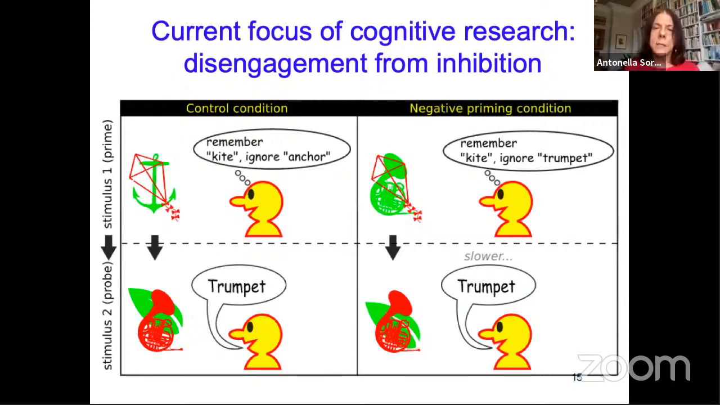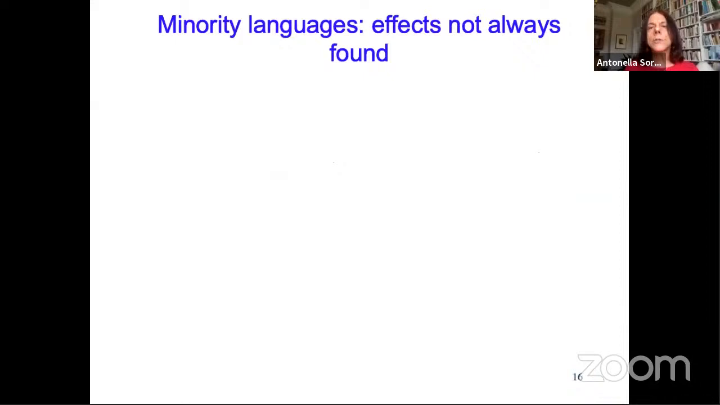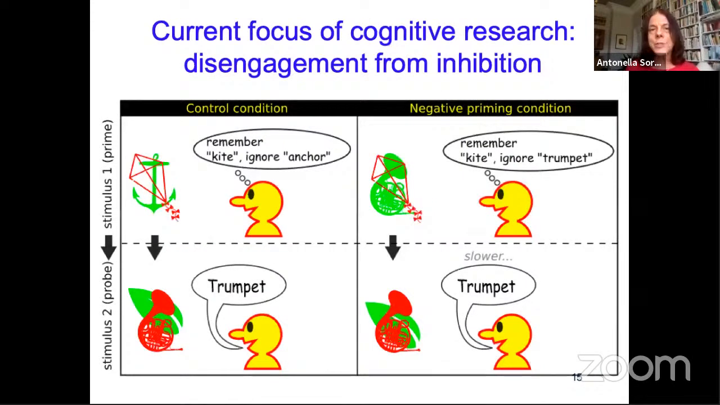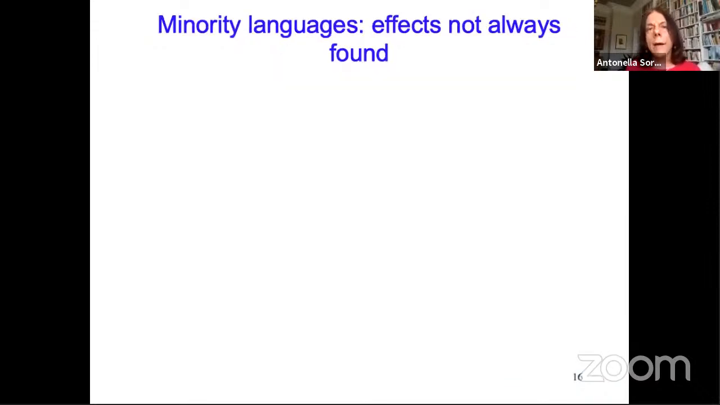So people are slowed down. There is a whole range of studies going on that. The point that I want to make is that there are many different reasons why these effects are not found that go beyond a redefinition of what inhibition or disengagement from inhibition or the actual components of cognitive control are.